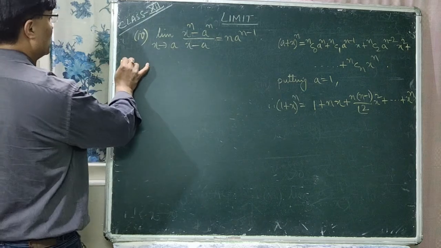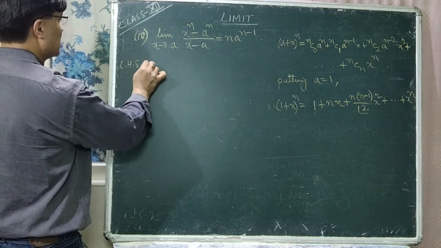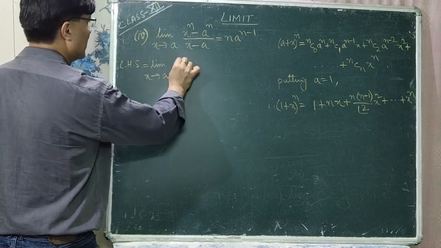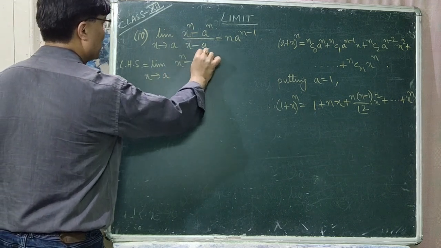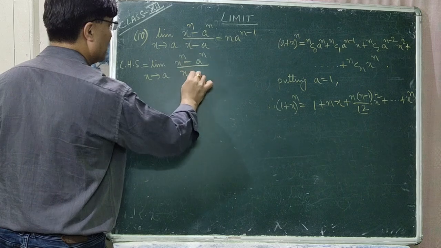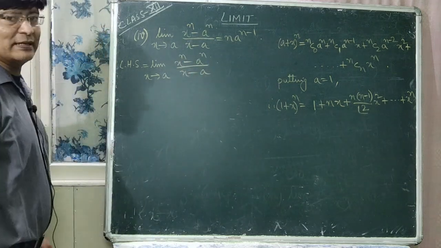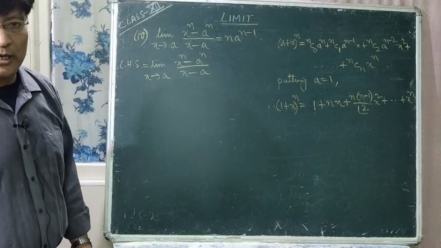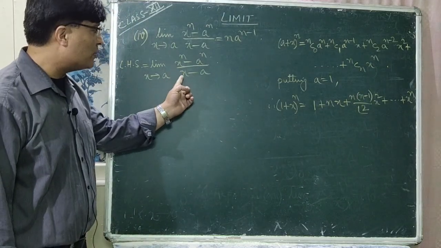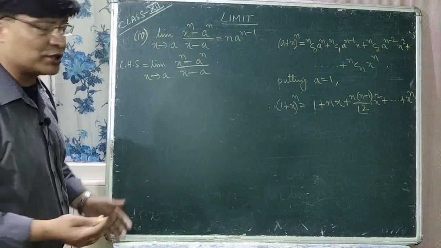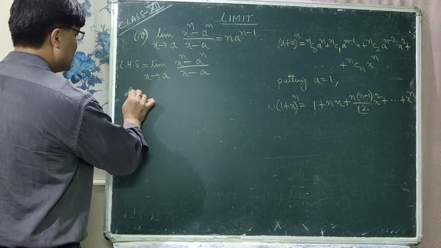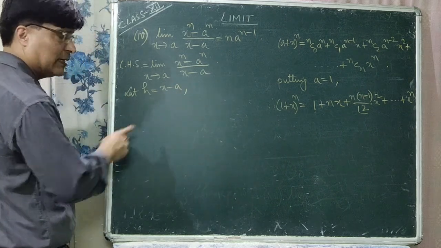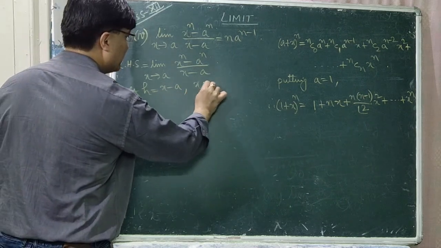Now let us write LHS is equal to limit x tends to a, (x to the power n minus a to the power n) divided by (x minus a). Let us use the method of substitution here. Let us assume x minus a as h, so let h is equal to x minus a. Now let us get the value for x. What is the value for x?